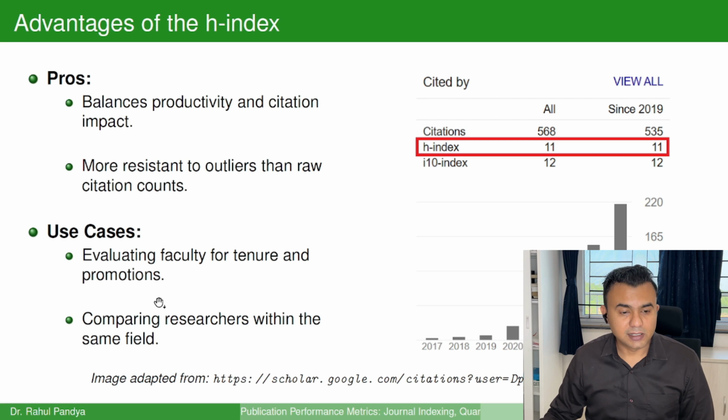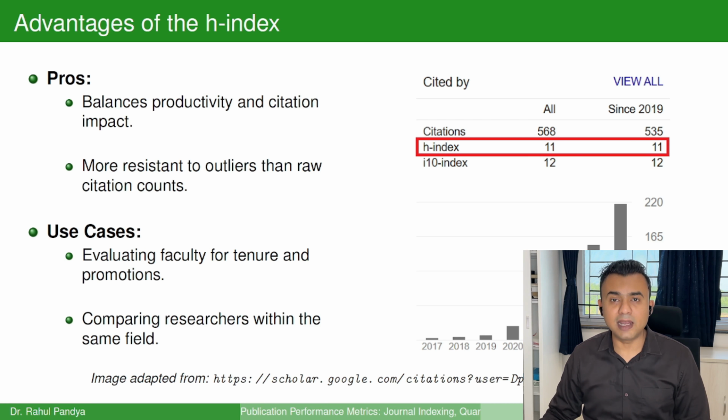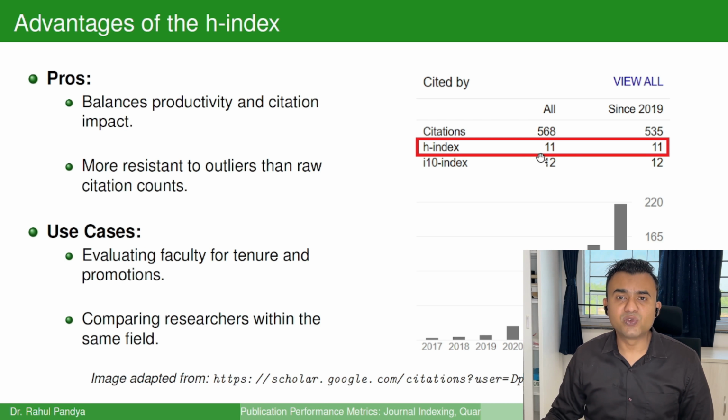If I look at an example through Google Scholar, I can see there are 11 papers which have 11 or more citations. Both of them are counted here, and the total count is 11. So that's why this researcher's H index is 11 here.